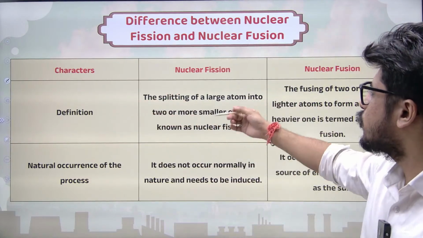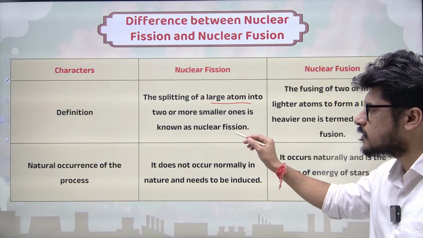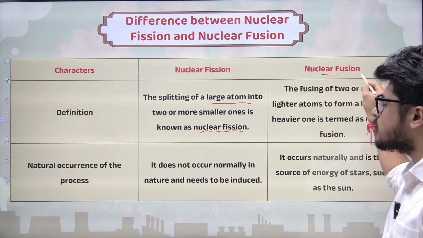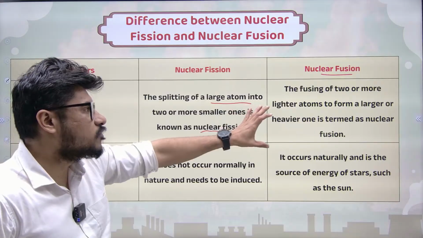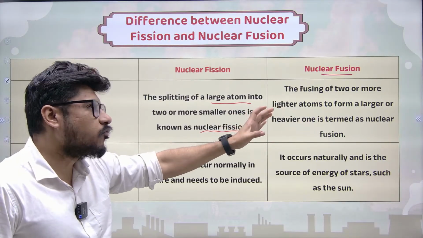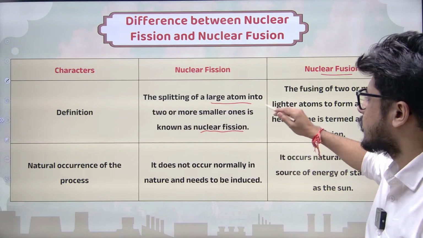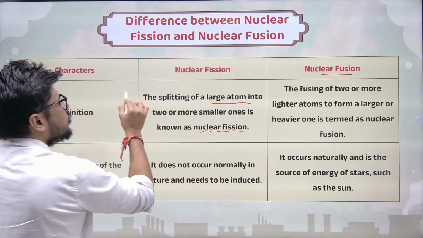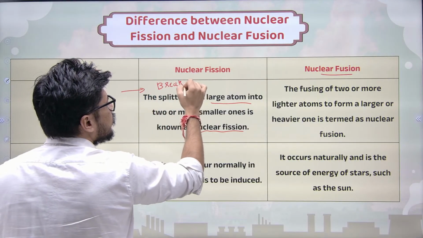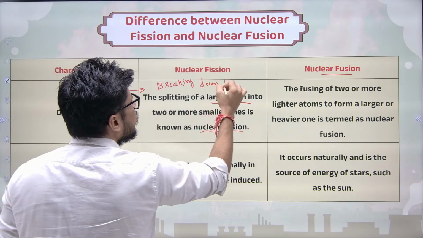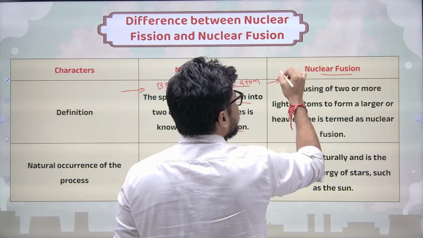As we have discussed, what is nuclear fission? The splitting of a larger atom into two or more smaller ones is known as nuclear fission. What is nuclear fusion? Fuse means together, to bring together. It is the fusing of two or more lighter atoms to form a larger or heavier one. How will you remember this? Here you break down, breaking down the atom. And here you will unite the atom.